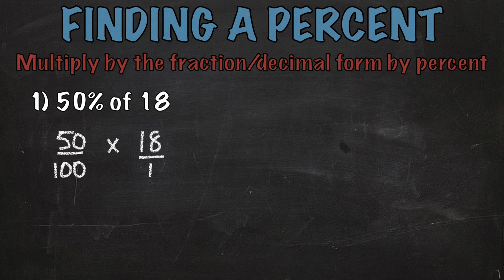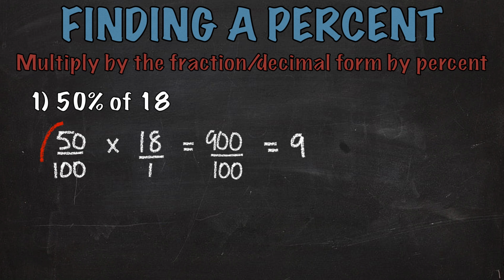Now we can multiply straight across. So 50 times 18 will give us 900, and 100 times 1 gives us 100. Since this is an improper fraction, we can solve 900 divided by 100 to get 9. Now, as you can see, these numbers got fairly big. Therefore, if we know the simplified version of the fraction, it will make it easier for us to multiply.